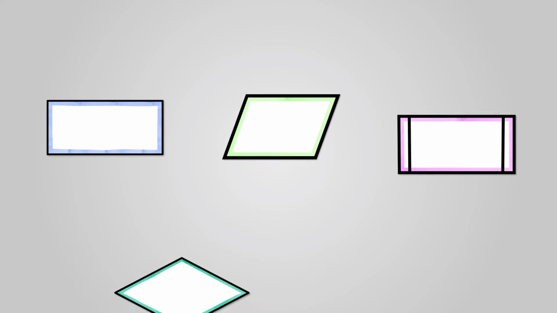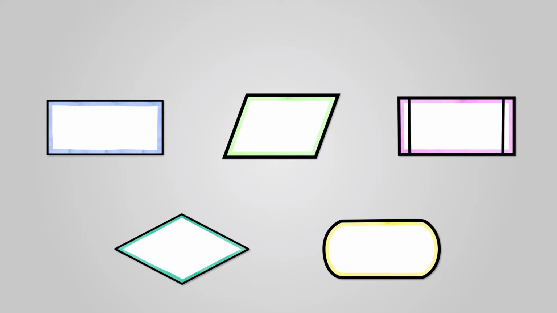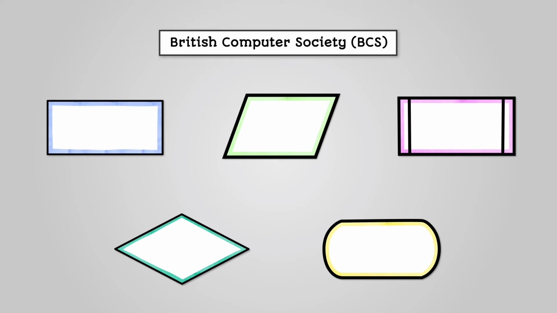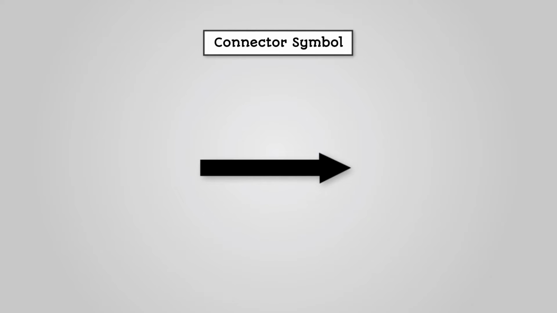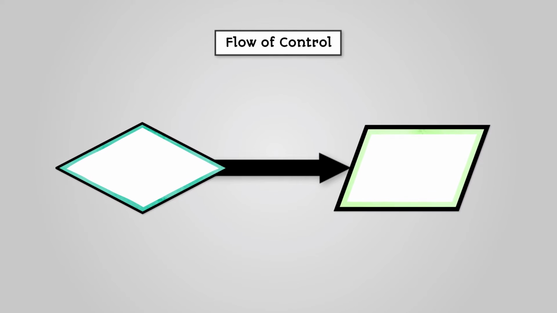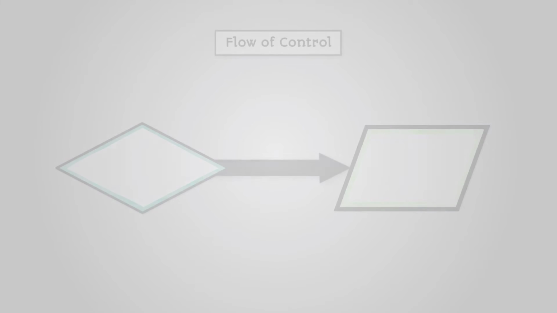But what do each of these different shapes mean? All flowcharts use the same symbols for different parts of the program. These symbols have been approved by the British Computer Society and are standard across the world. The connector symbol shows the direction of the flow in your diagram, sometimes known as the flow of control. These will always start at one symbol and end at another with an arrowhead showing the direction of flow.